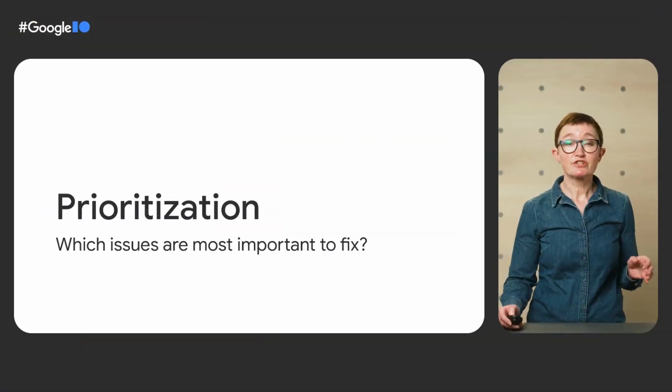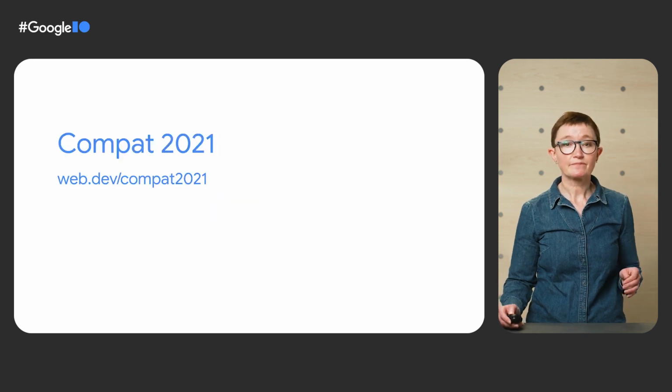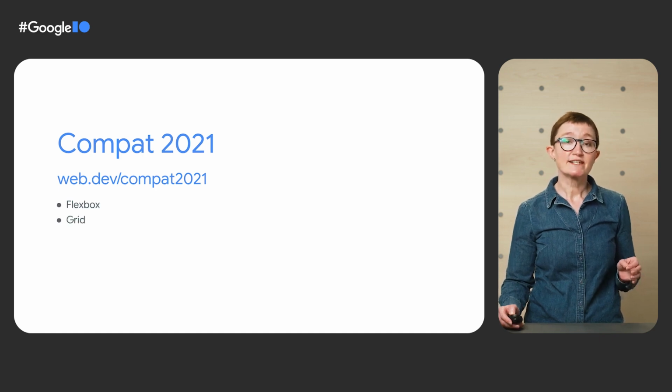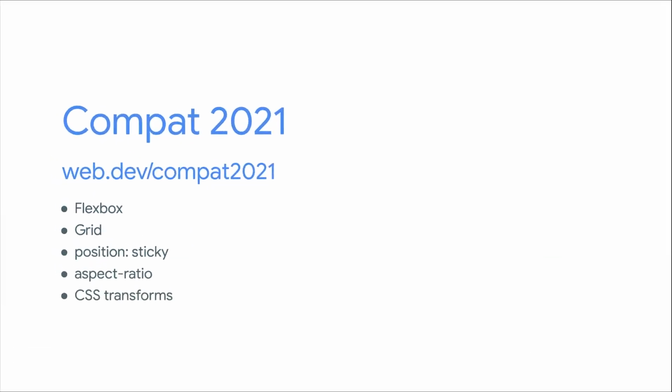However, not all fragmentation is equal. Some bugs are of a much higher priority to developers, and may even stop them using a feature at all. So we've been working to prioritise these fixes. The Compat 2021 project focused on 5 areas where differences between browsers were causing problems to developers: Flexbox, Grid, Position Sticky, Aspect Ratio, and Transforms.